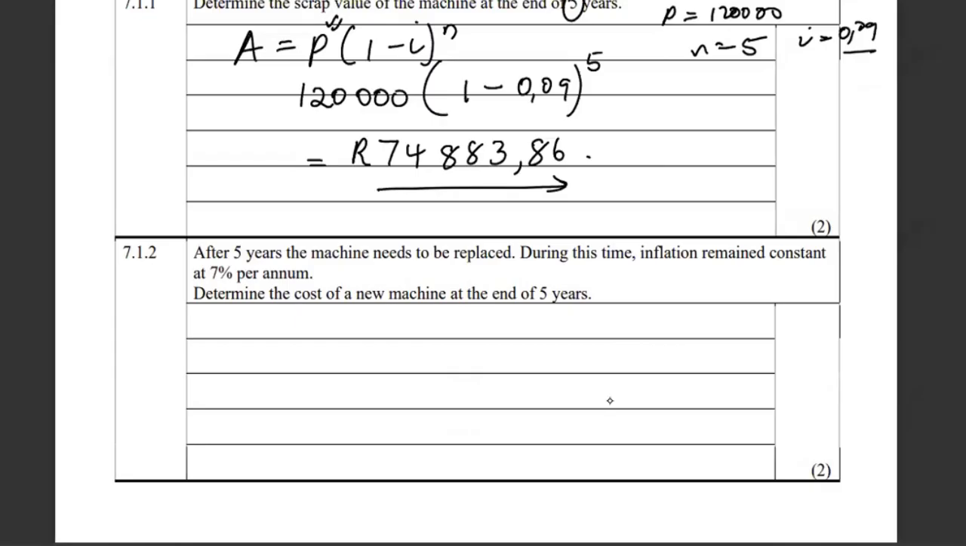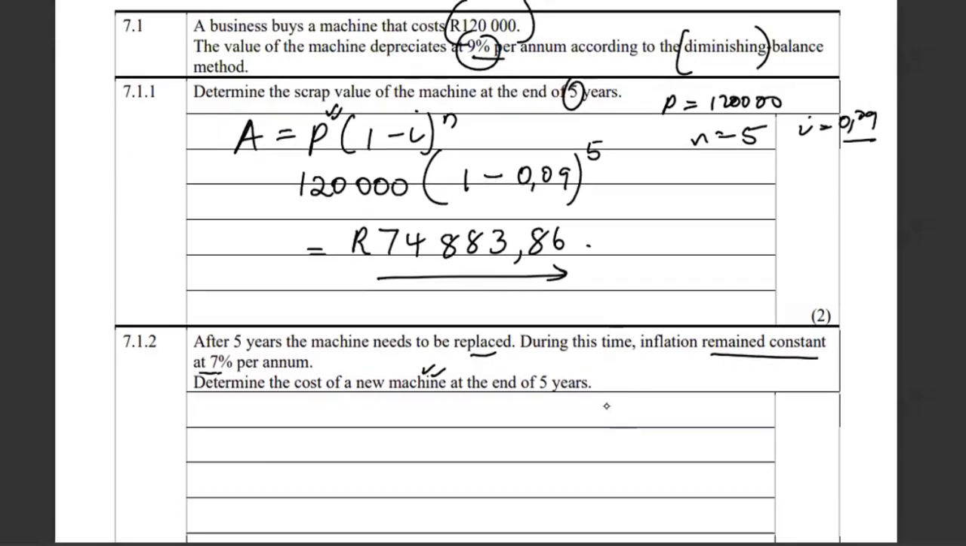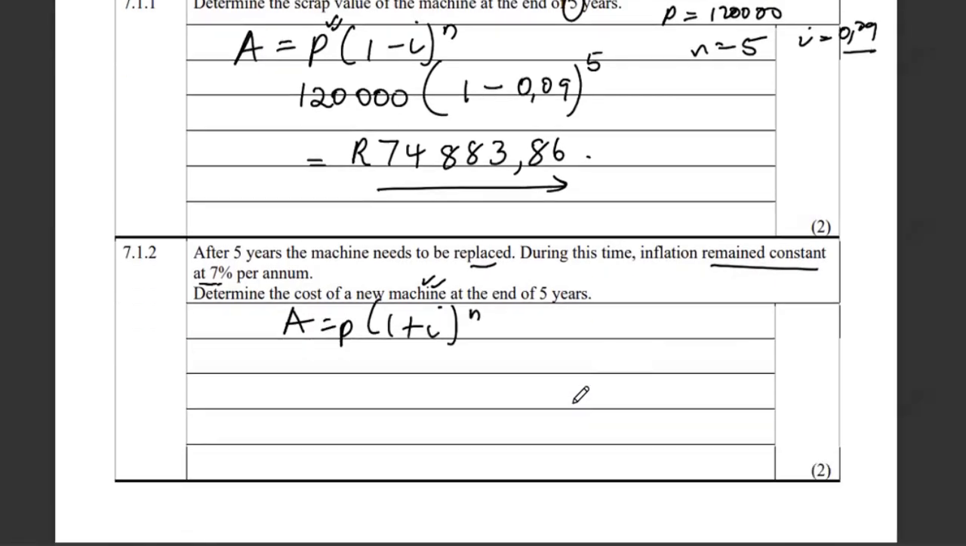Then 7.1.2. After 5 years, the machine is to be replaced, and during that time inflation remained the same at 7%. Determine the cost of the new machine. So what we're seeing is that a machine was bought, but there are other machines that probably stayed in the shop, whose price must increase. So looking at the initial price of 120,000, we're going to use it to grow this amount. So we're going to use the growth formula.